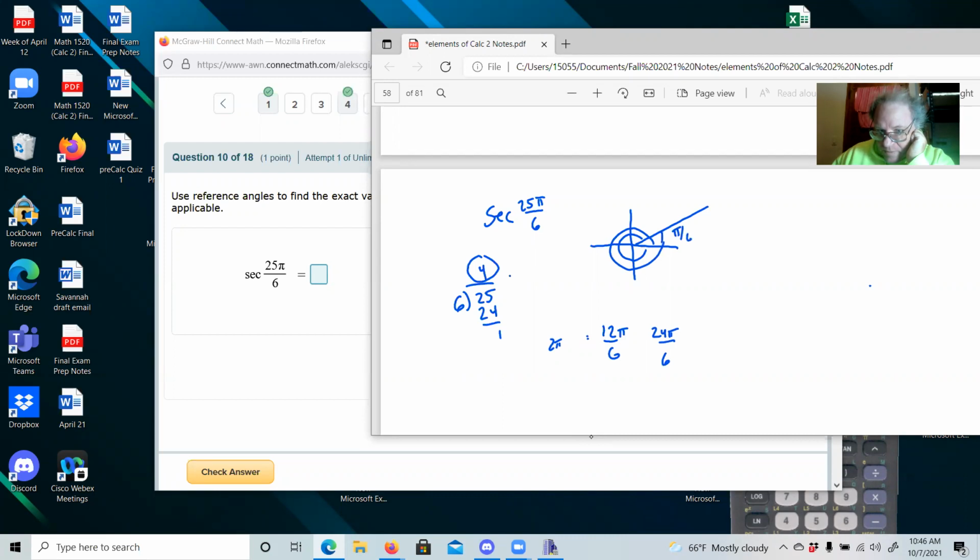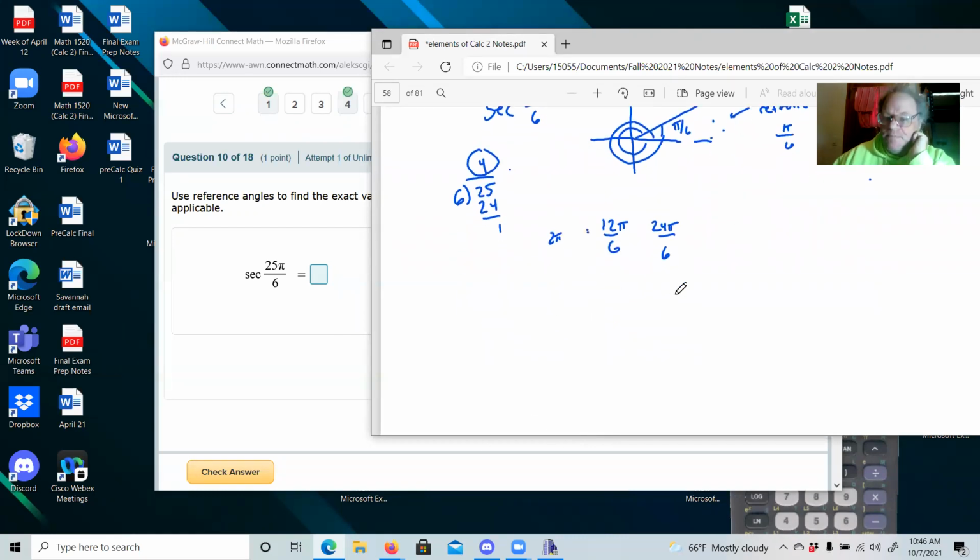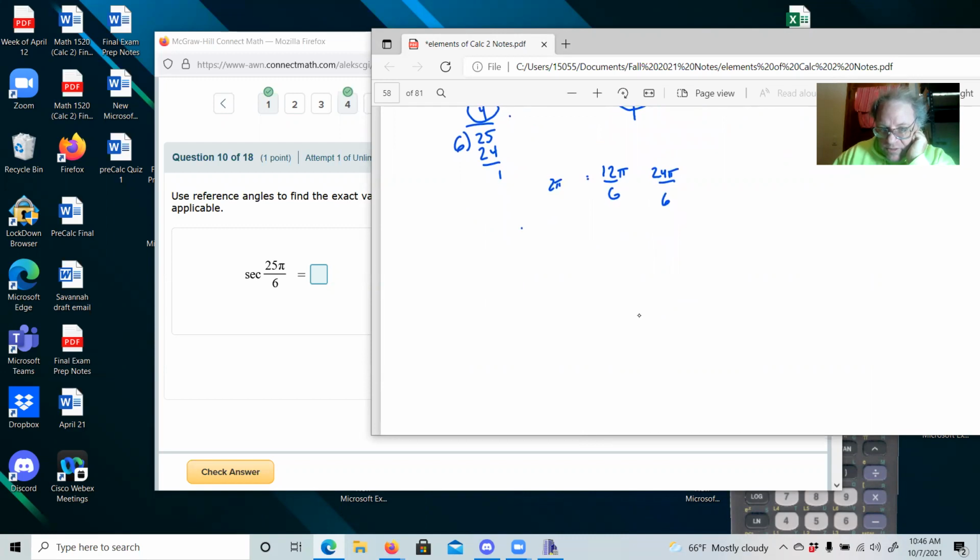So our reference angle for this is pi over 6, because we've gone around twice and we just have pi over 6 left over. So we have to figure out the secant of that. Now, you know the secant values if you don't remember them. The secant is 1 over cosine, so secant of theta equals 1 over cosine.